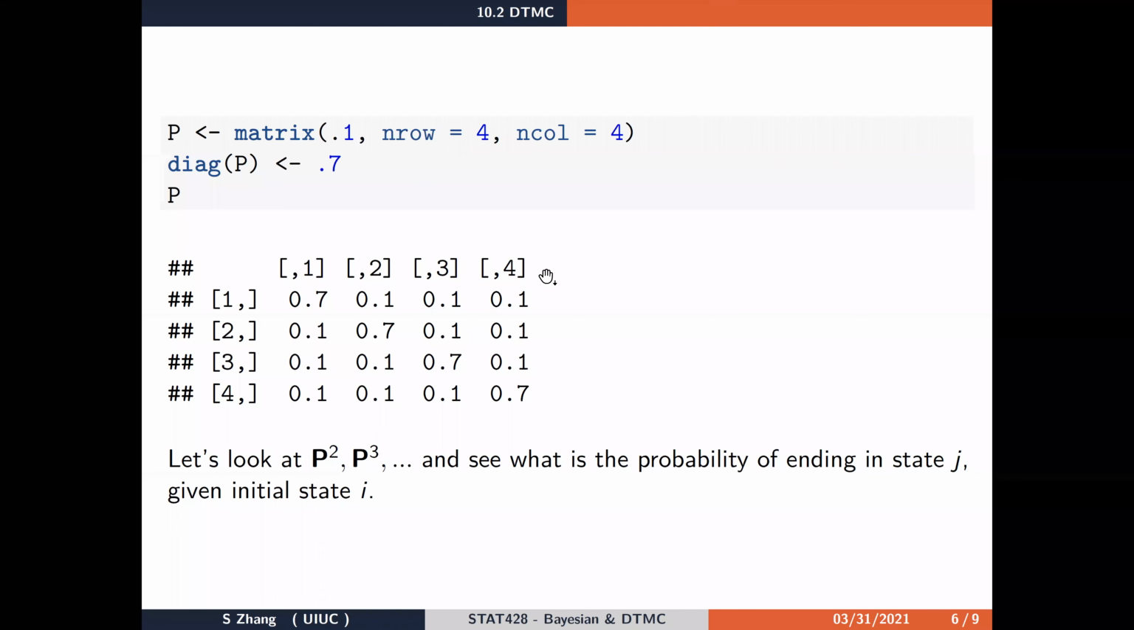Let's try to figure out what is P raised to the second power? So what's the two-step transition matrix? What's the three-step transition matrix? And C, what is the probability of ending in state j given initial state i? So let's first store the P matrix inside R. So it's a matrix of 0.1s except on the diagonals, which are equal to 0.7. And let's raise this transition matrix to different powers and see what happens.